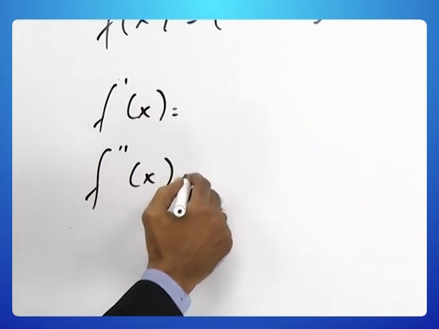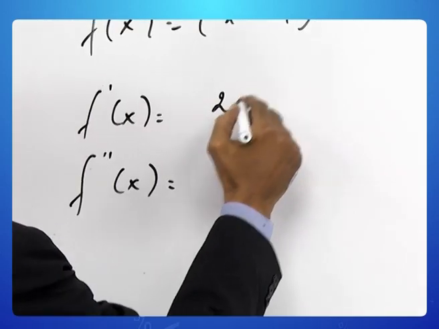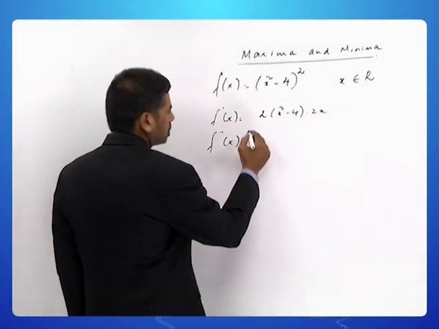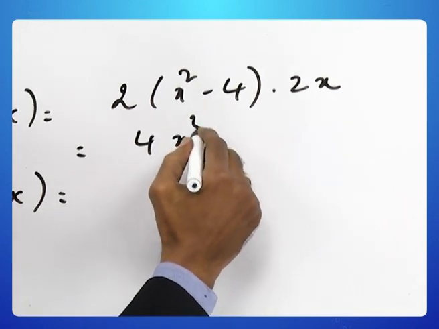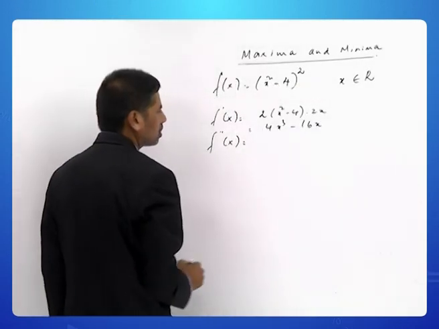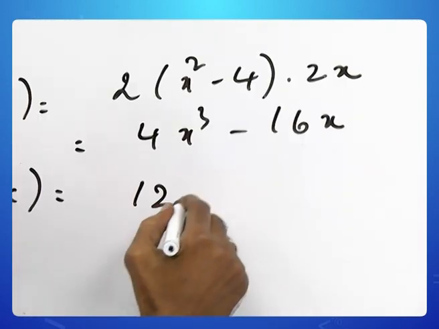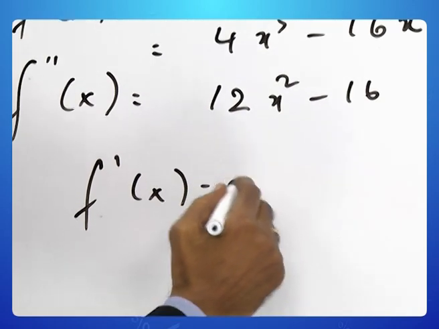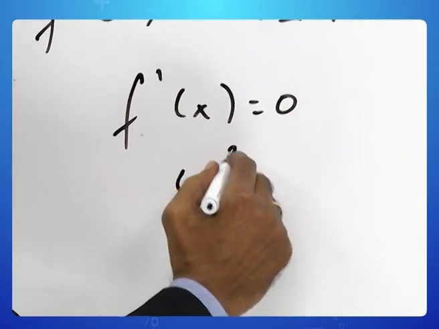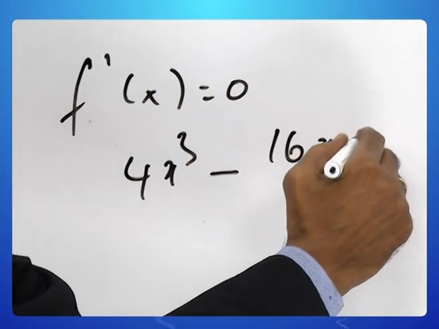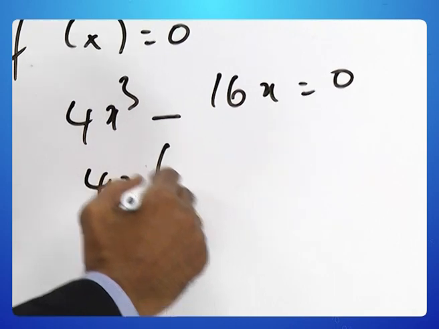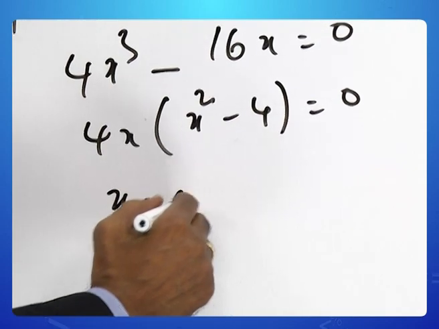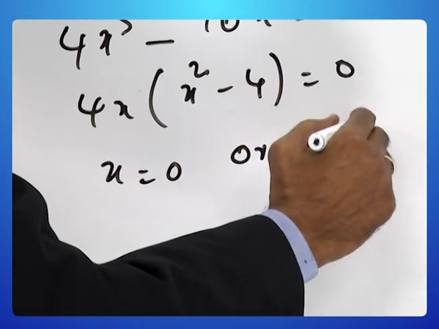Let's take the first and second derivatives. f dash x is 2 into x square minus 4 into 2x, which is the same as 4x cube minus 16x. The second derivative will be 12x squared minus 16. So you take f dash x is equal to 0 and you'll have 4x cube minus 16x is equal to 0. 4x into x square minus 4 is 0. So x is equal to 0, or x is equal to plus or minus 2.